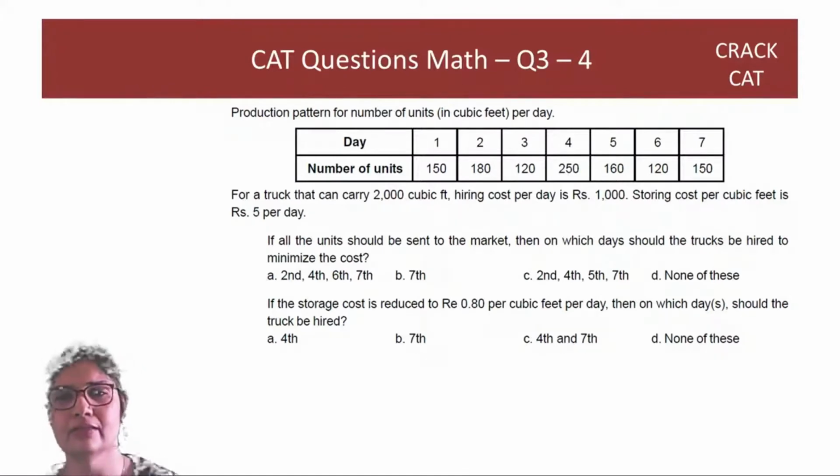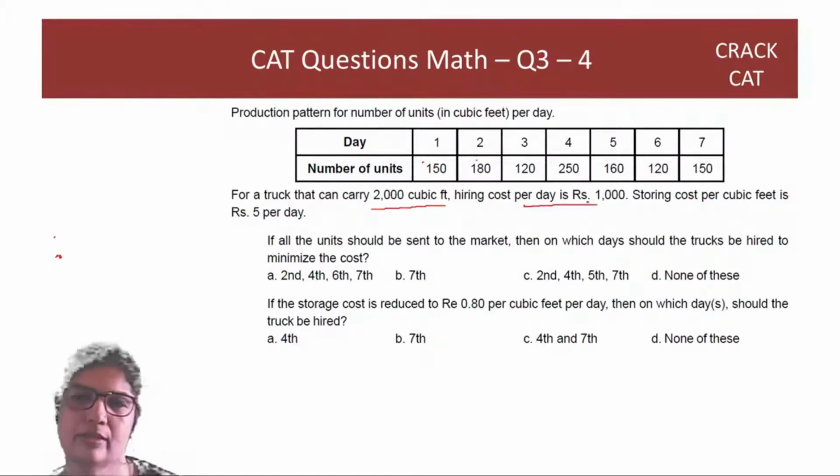So this was one of the difficult questions during the CAT paper. You have this production pattern for a week. On the first day, number of units made are 150, on the second day 180, third day 120, and so forth. A truck can carry 2000 cubic feet. The hiring cost is 1000, whereas the storing cost is 5 rupees per day. So every day you need to ask yourself, should I hire or should I store?